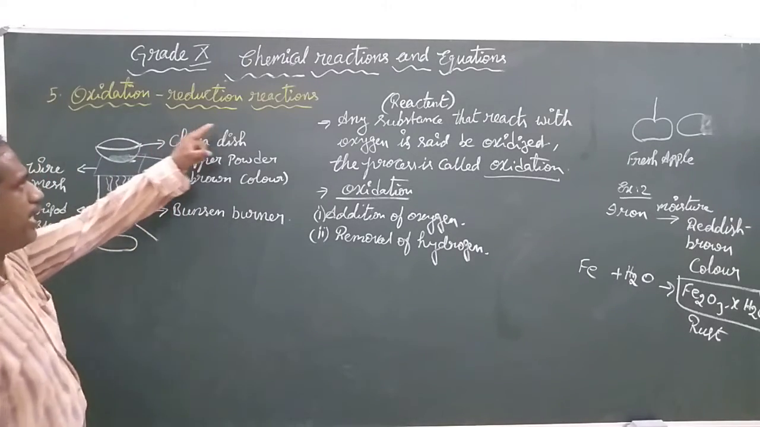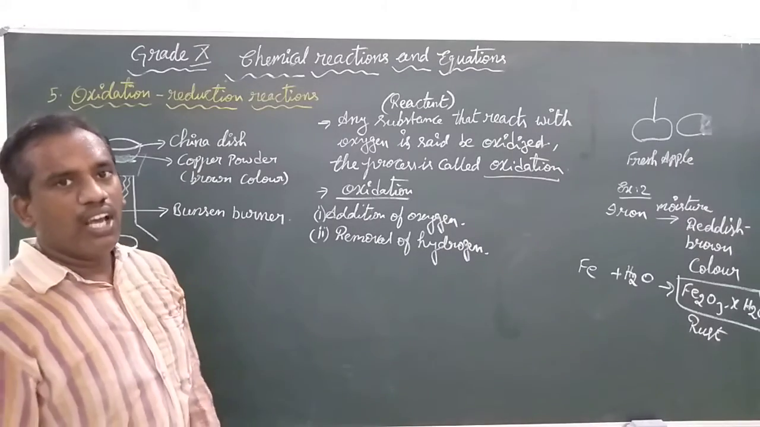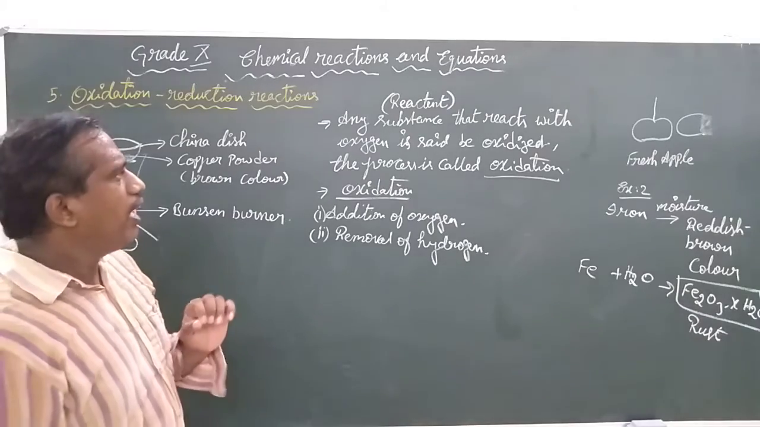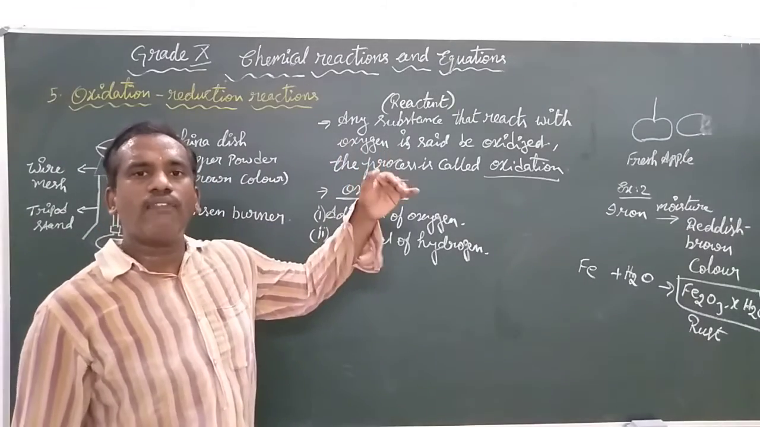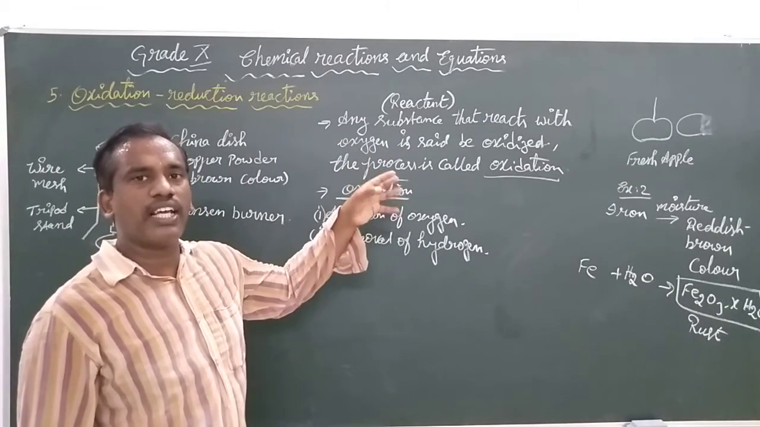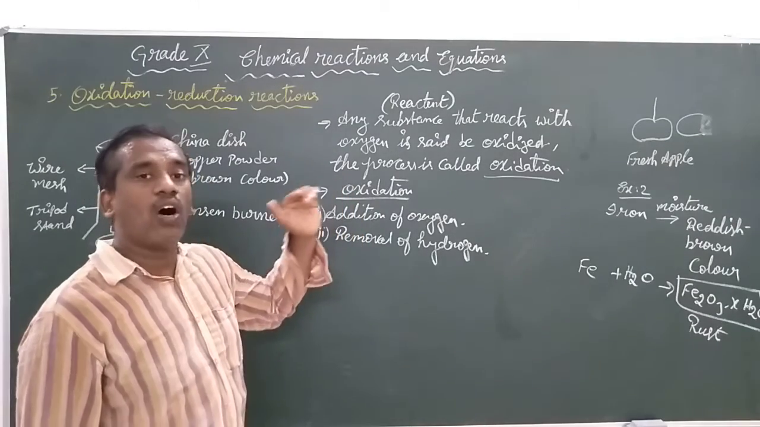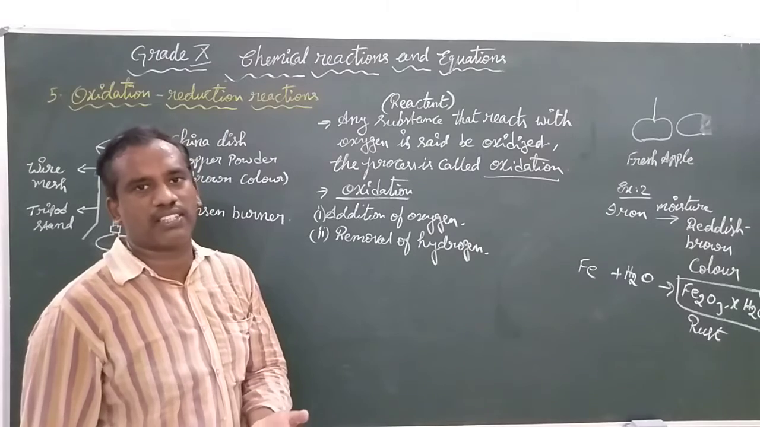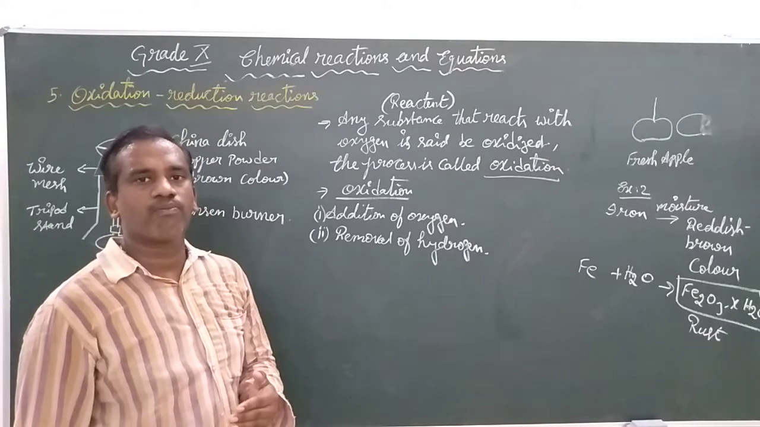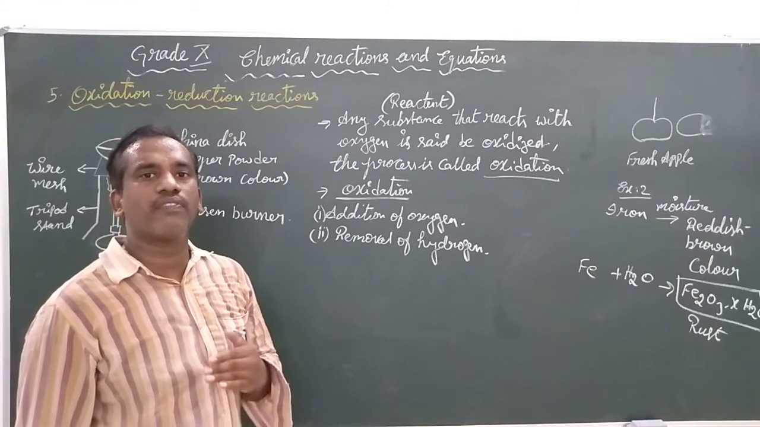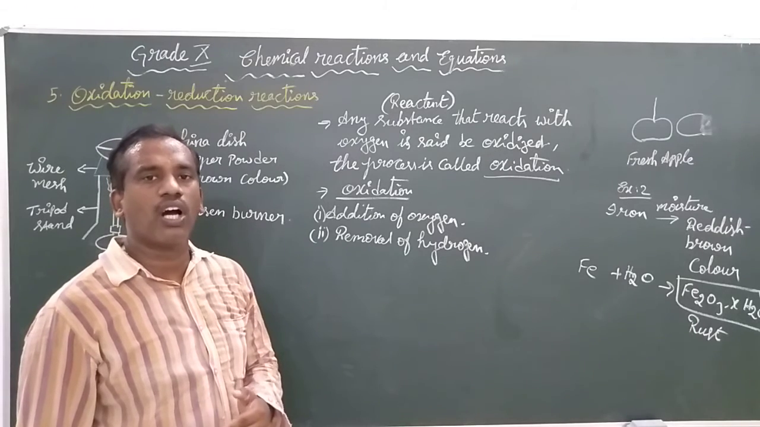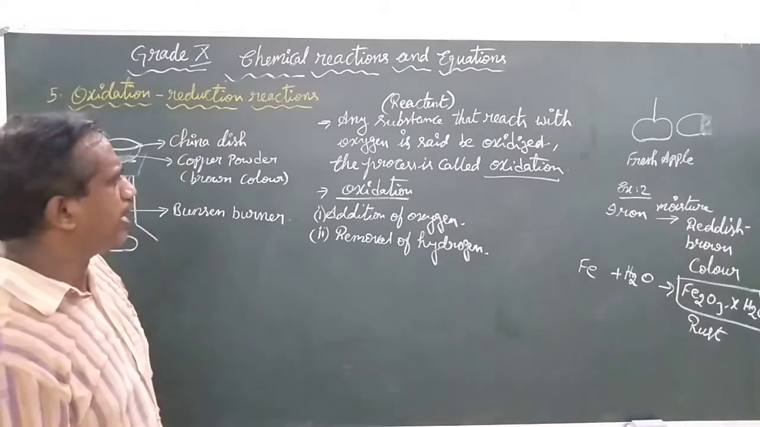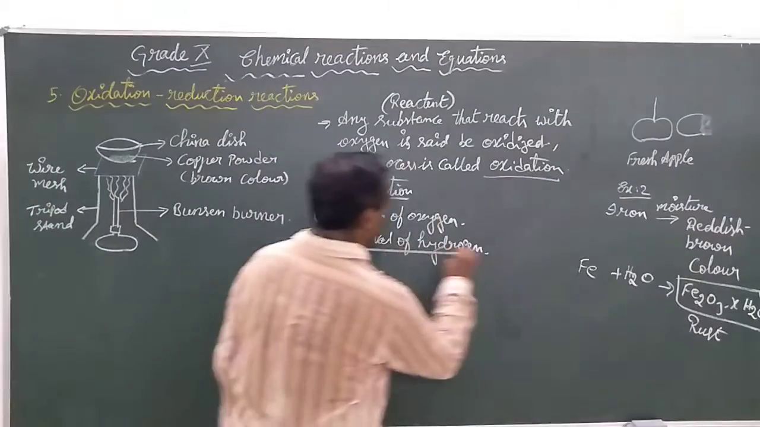So that is the definition for the oxidation reaction. Then what is meant by a reduction reaction? Let us see the definition for reduction reaction. Here, in place of oxidation, you change it to reduction. In oxidation, what had happened? Addition of oxygen has taken place. In the case of reduction, addition of hydrogen will take place. So let us give a definition here. What is meant by reduction?